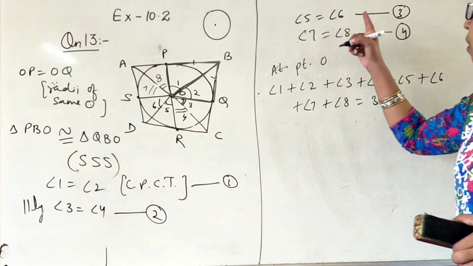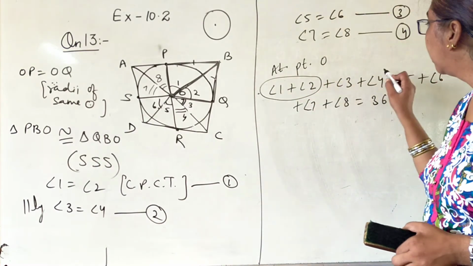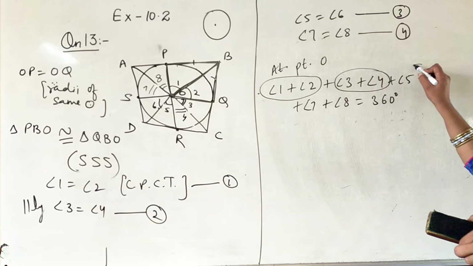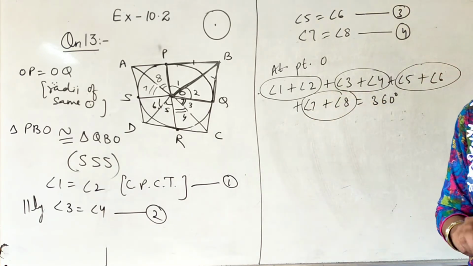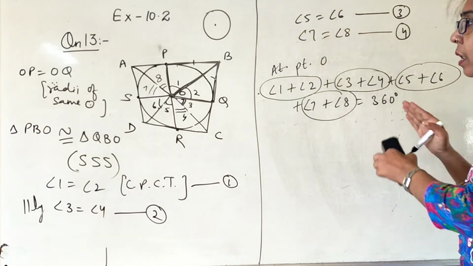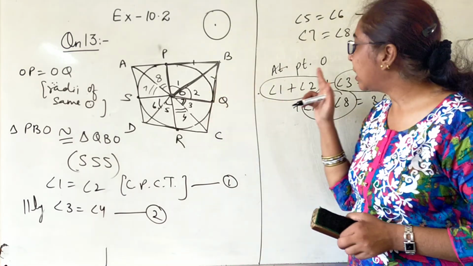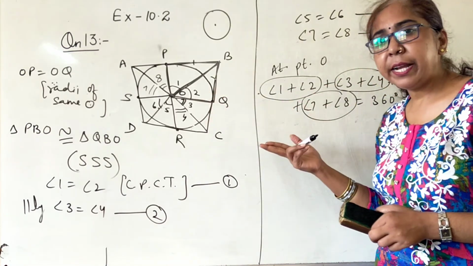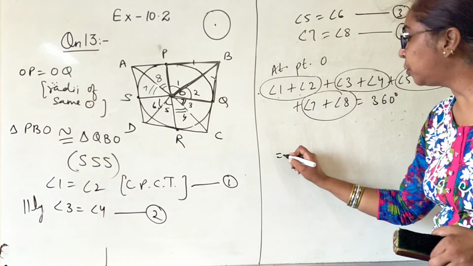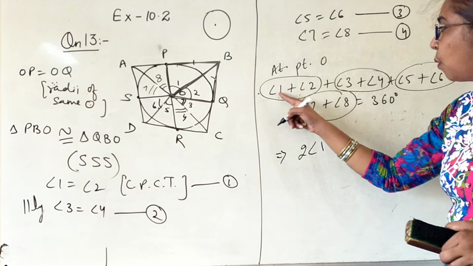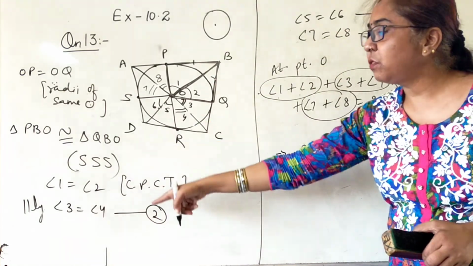Now from these equations we have 1 equal to 2, 3 equal to 4, 5 equal to 6 and 7 equal to 8. So if these are equal, in place of 1 plus 2, I can write 1 plus 1, because 2 is equal to 1. So this will be equal to twice of 1. 1 plus 1, twice of 1, because 2 is equal to 1. We have just proved it.